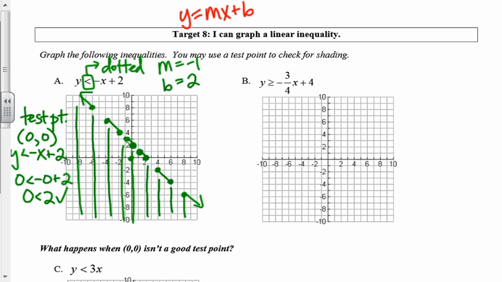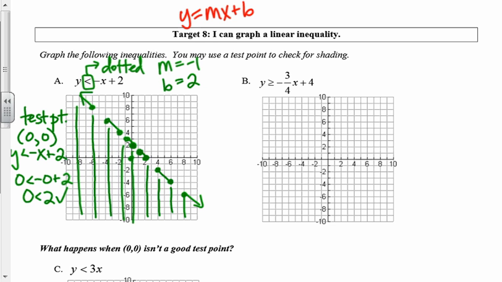However, you could also come up with your shading by just looking at your inequality symbol. So remember it says y is less than. So because it's less than, we can actually just shade under the graph. And I'll talk about that again on this next one.